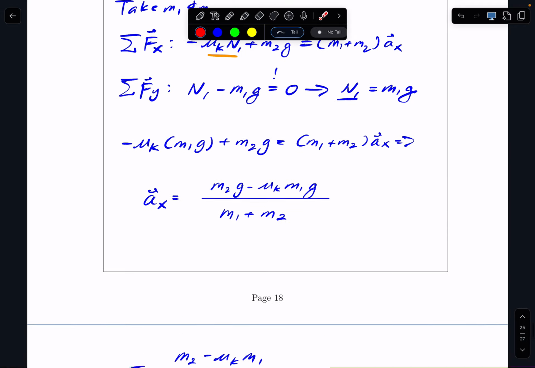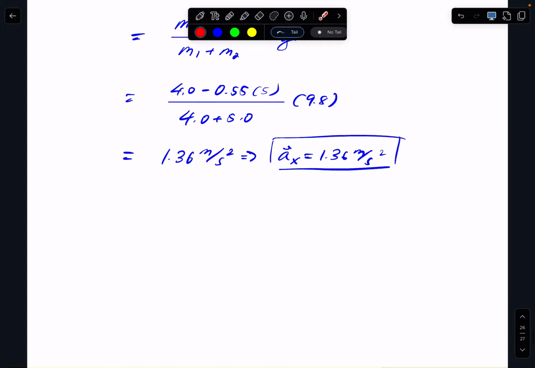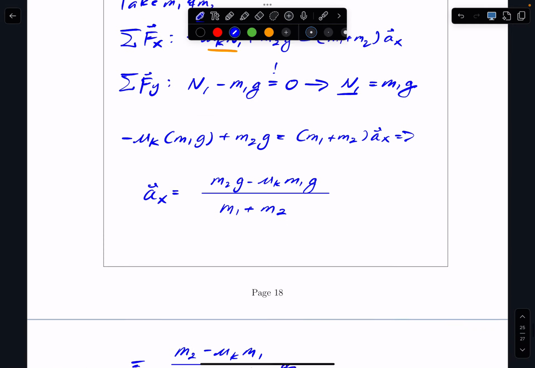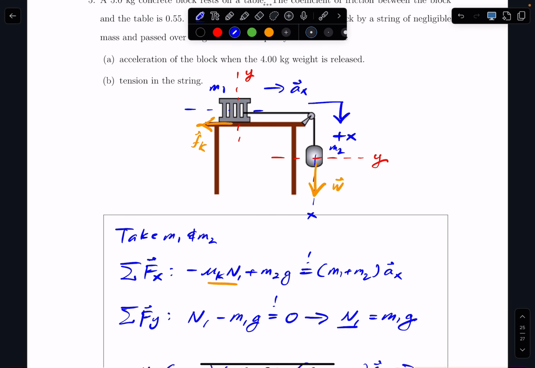All right. So that's part A, that's the acceleration. For the tension, you have two choices. You can choose M1 as your system or M2 as your system. Which is easier? All right, M1, let's see.